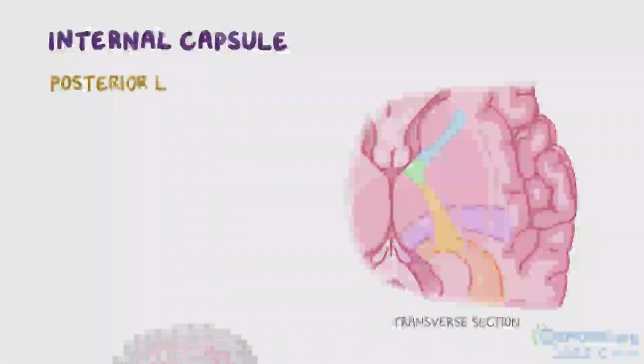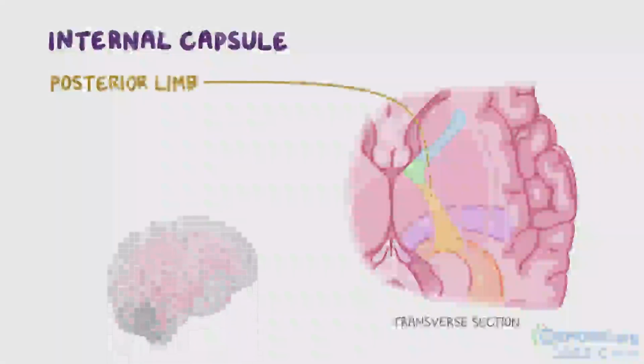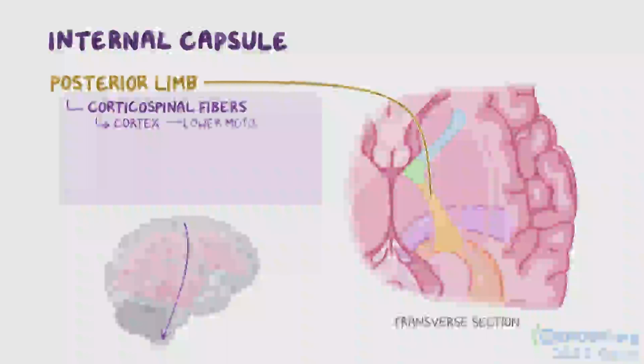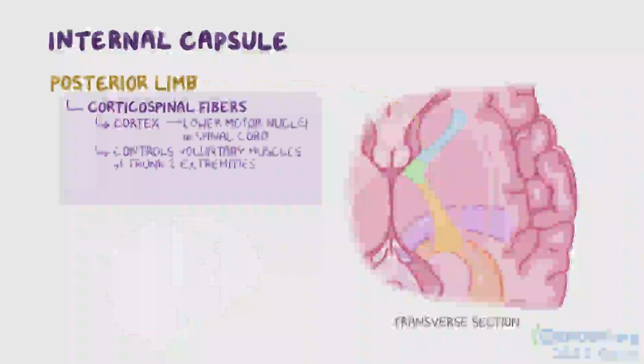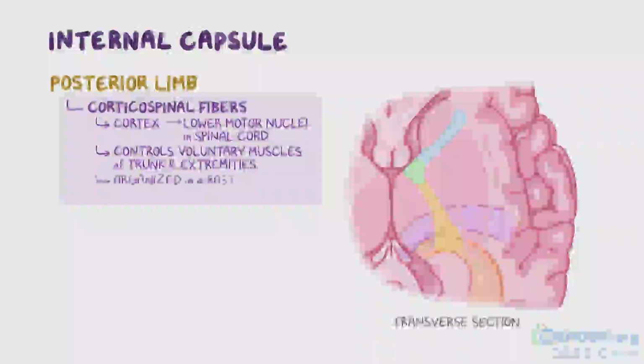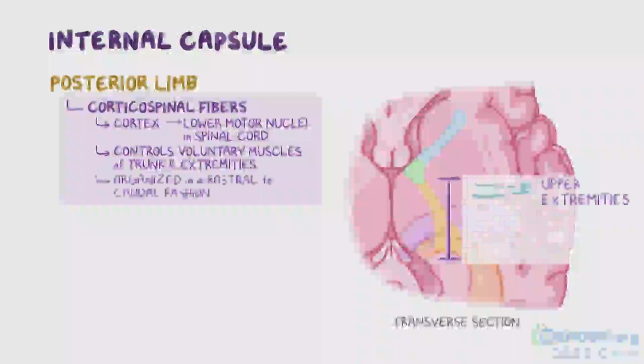The posterior limb of the internal capsule is located lateral to the thalamus and medial to the lentiform nucleus, and contains the corticospinal fibers, which run from cortex to lower motor nuclei in the spinal cord that control the voluntary muscles of the trunk and extremities. The fibers of the corticospinal tract within the posterior limb are organized in a rostral to caudal fashion, with fibers controlling the upper extremities located rostrally, and those controlling the lower extremities located more caudally.